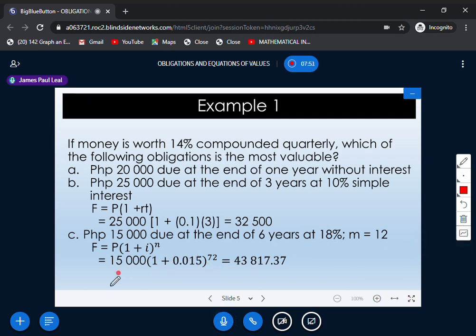If you simplify this by inputting it in your calculator, you will have this answer, which is 43,817.37. So you now have the final amount. The next thing to do, we're going to follow the steps. So we have here the steps.